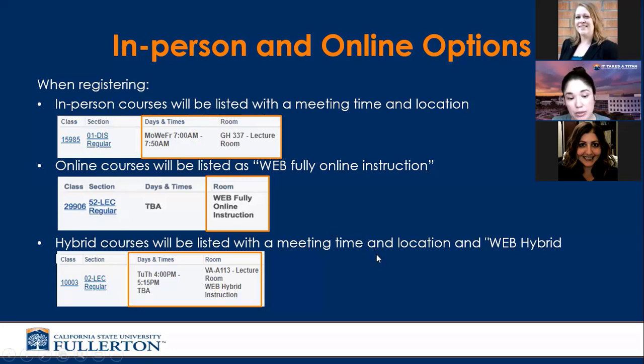Next up, for the hybrid courses, you're going to see a combination of things on there. So you are going to see that there's a day and time listed for meeting, and a classroom also where you would do the meeting, but you're also going to see that it says web hybrid. So that means you will be on campus sometimes, and you're also going to be doing coursework online from your computer as well.